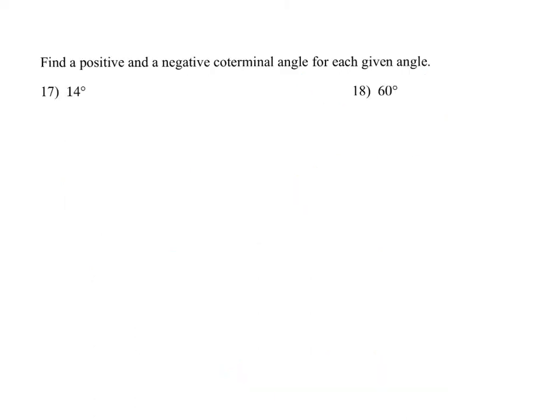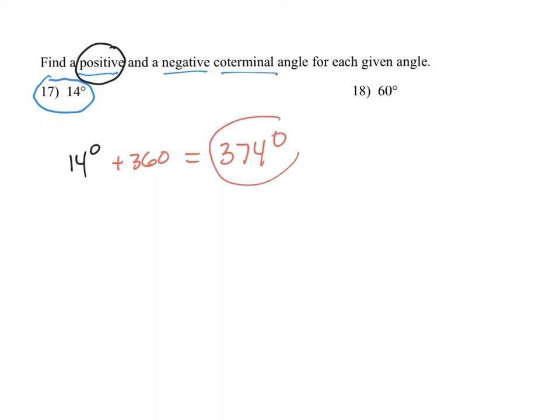Another common type of problem is for us to find a positive and negative coterminal angle for each given angle. We're going to take a look at just number 17 here. So I already have 14 as a positive angle, but I need to find another one. Okay, so I just need one positive and one negative. Once I get there, I'm done. Usually, you do that by simply adding 360. In this case, you'll see that we get 374. And that is a positive number, and so we fulfilled that part of the problem.